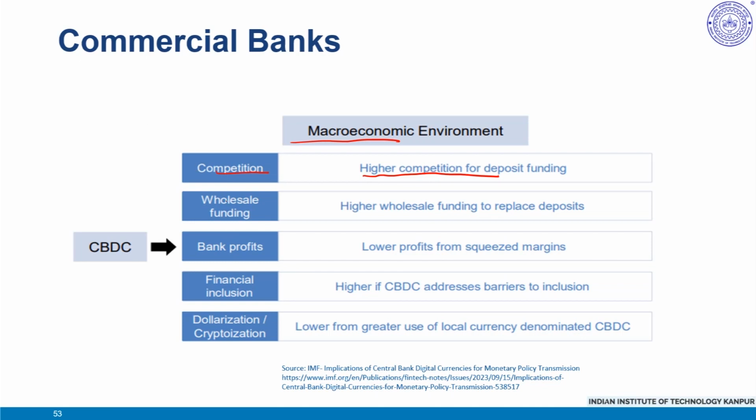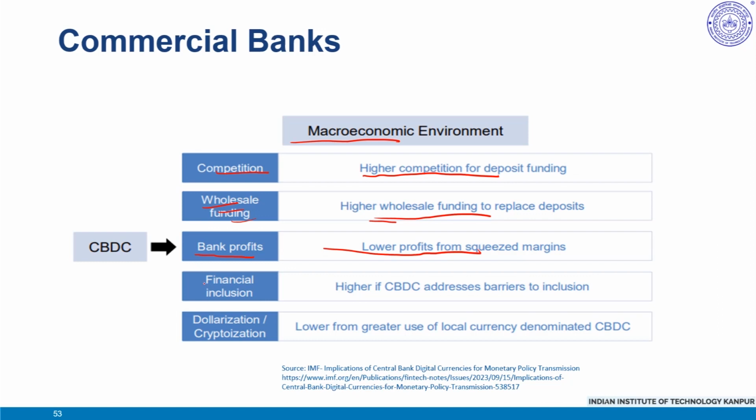Next, talking about wholesale funding, higher wholesale funding may replace deposits. CBDCs could increase bank share of wholesale funding. To the extent that there is an outflow of deposits to CBDCs, banks could replace deposit shortfalls with wholesale funding. CBDC could lower bank profits and squeeze margins. If banks raise deposit rates to compete with CBDCs, or if funding costs increase from a shift towards wholesale funding, then bank profits will decrease to the extent that higher costs cannot be entirely passed through to higher lending rates.